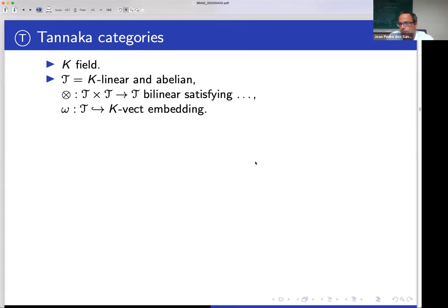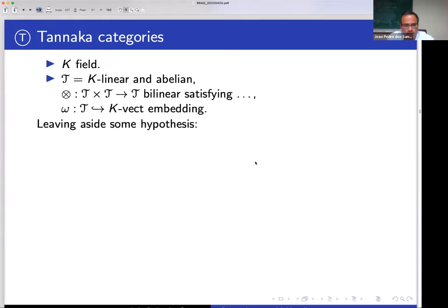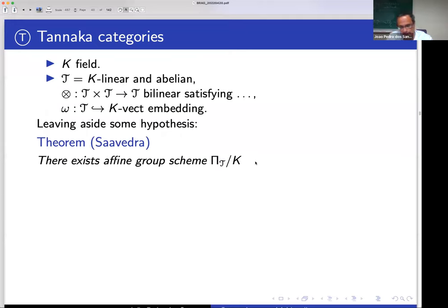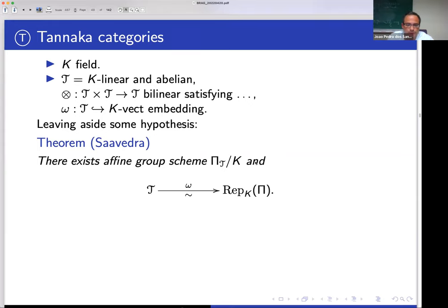And then I also choose an embedding. So I suppose that this category at the end is just a category of vector spaces. This embedding amounts to the choice of a base point. Fair enough. As I said, there are some hypotheses which you have to leave aside, and I'll not talk too much about them. And the theorem of Saavedra is that there exists an affine group scheme pi of T, such that my category T is just the category of representations of pi.